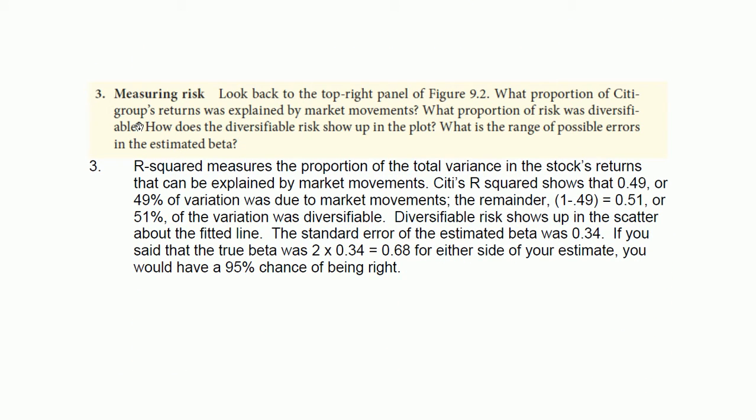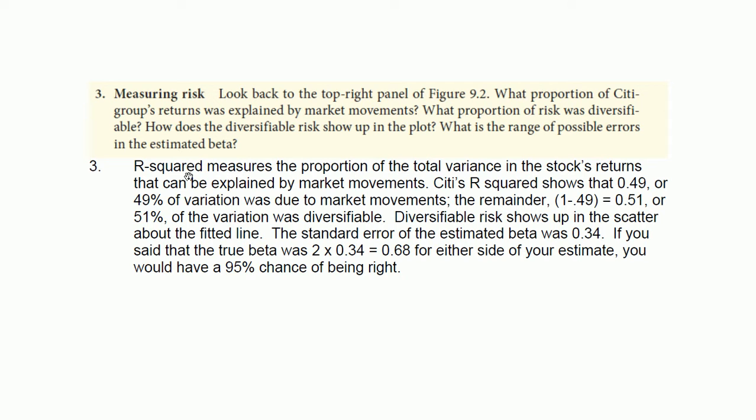Number 3, measuring risk. Look back to the top right panel of figure 9.2. What proportion of Citigroup's returns was explained by market movements? What proportion of risk was diversifiable? How does the diversifiable risk show up in the plot? What is the range of possible errors in the estimated beta?